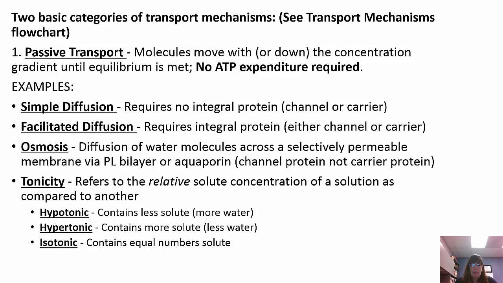Hypertonic is the opposite. Hypertonic, there are more solutes outside the cell than inside the cell. So water will move out of the cell to try to dilute the surrounding area. This causes the cell to shrink or crenate.